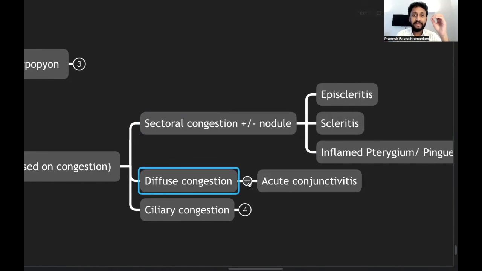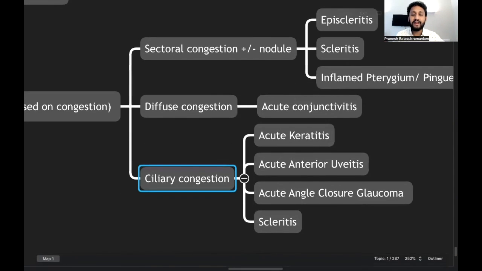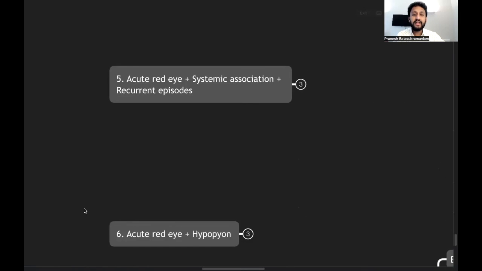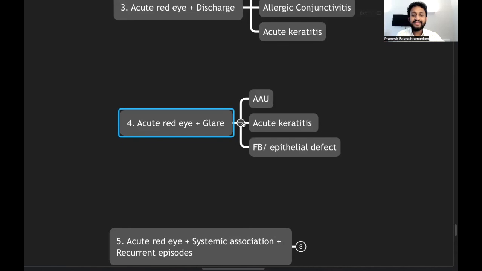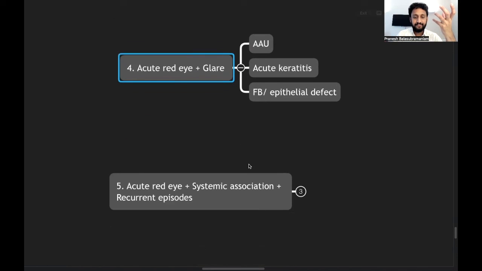Diffuse congestion is typical of acute conjunctivitis, whereas you will see ciliary congestion in deeper involvement like acute keratitis, uveitis, angle-closure glaucoma, and in case of scleritis. There are a few other important algorithms also. Acute red eye with glare: you will see it in uveitis, keratitis, and foreign body. When you have involvement of the cornea or an intense AC reaction, the patient can have glare or photophobia, which is nothing but painful sensitivity to light.